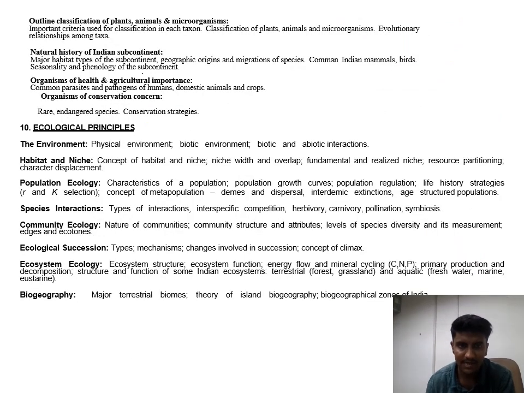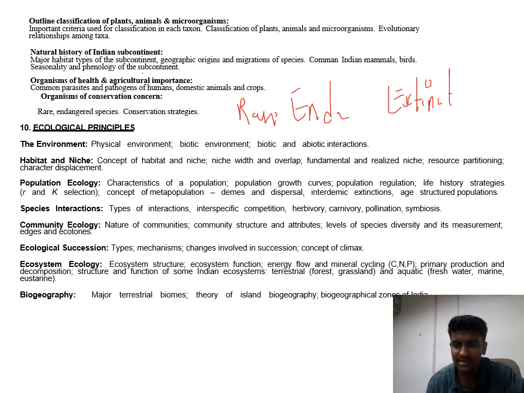Next up, we have other classifications. So taxonomical classification, genus, order, class, family, species. Then you should be knowing about the different categories: rare, endangered, extinct, vulnerable. The difference between these, like what is the dodo, what is the tiger, right?